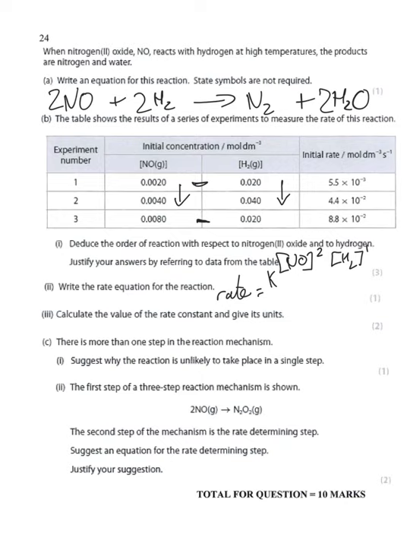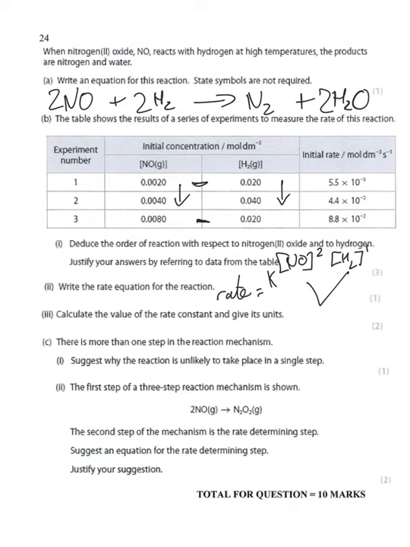To calculate the rate, there's more than one step in the reaction mechanism. Suggest why the reaction is unlikely to take place in a single step. Well, we've got 3 molecules there, 2 nitrogen monoxides and an H2. If they're all going to collide together, it's going to be really unlikely, especially if we consider the geometry as well. So you need an answer that talks about the idea that you're not going to get 3 molecules colliding at once. There has to be one collision between 2 molecules, and then the product of that will then collide with a further molecule. And that's how it's going to work.